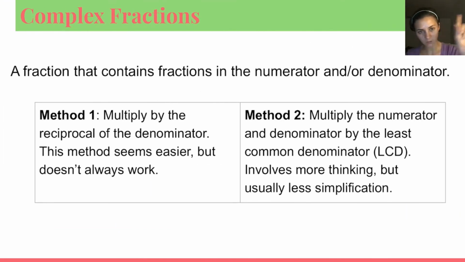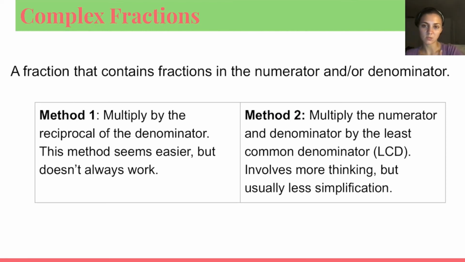Method 1, multiply by the reciprocal of the denominator. I know a lot of you know how to do that method, and it is easier in some cases, but it doesn't always work. Okay? So in cases where you can multiply by the reciprocal, you should do it, but it doesn't always work, and that is when you'll have to use method 2.